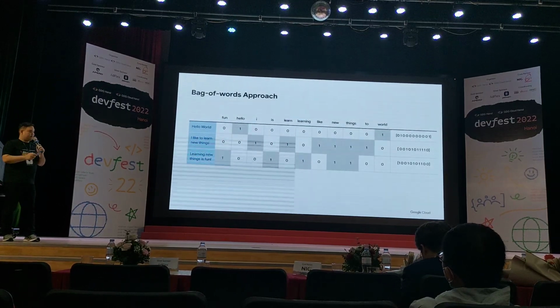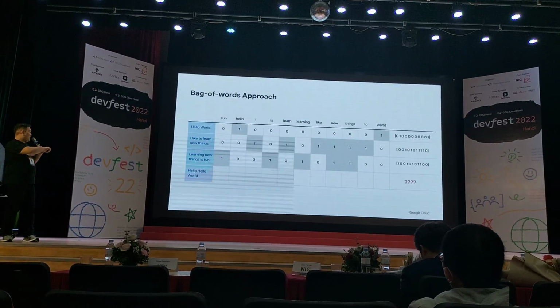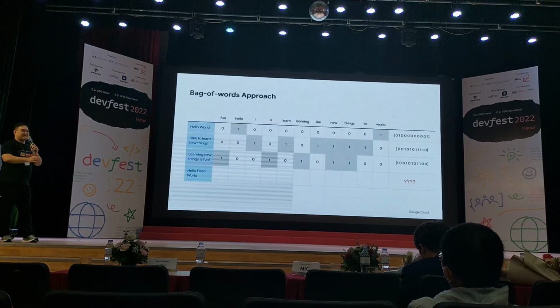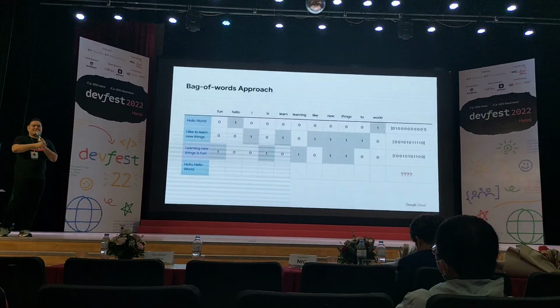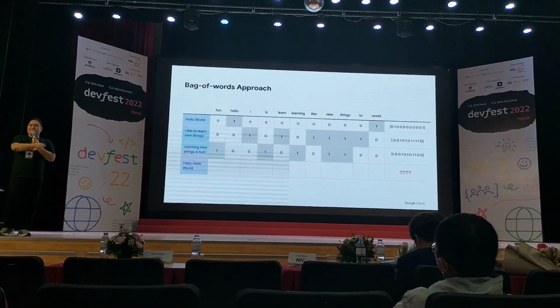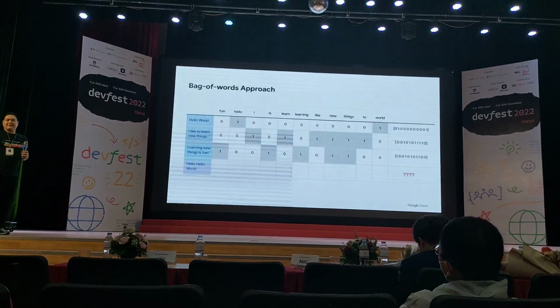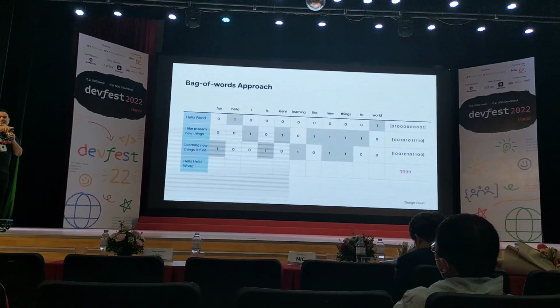Right? So once you have that, how about if new sentences come in, say "hello hello world". Anyone want to give it a try? What's the vector equivalent of "hello hello world" here? No, I think it's not 2.